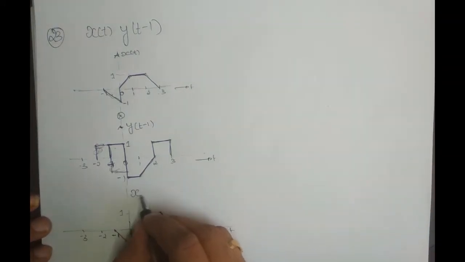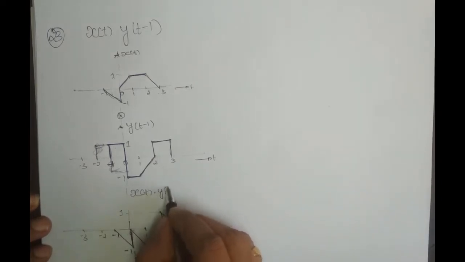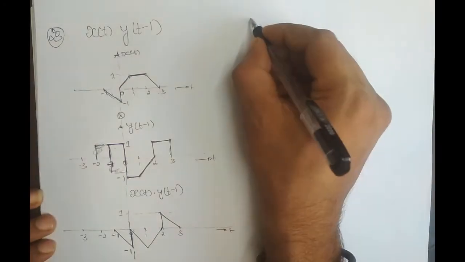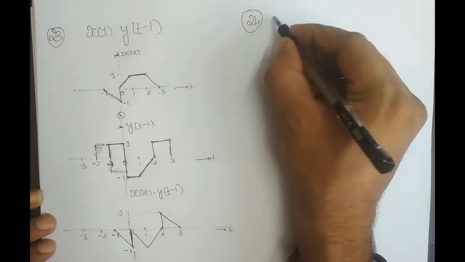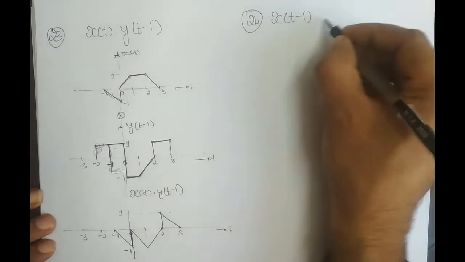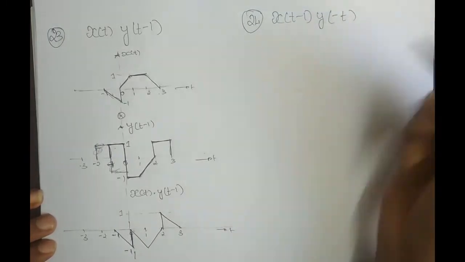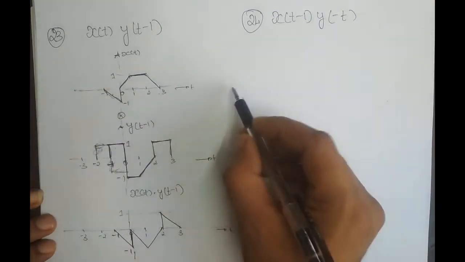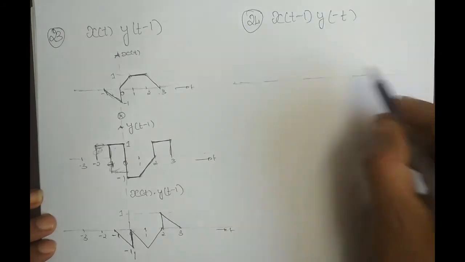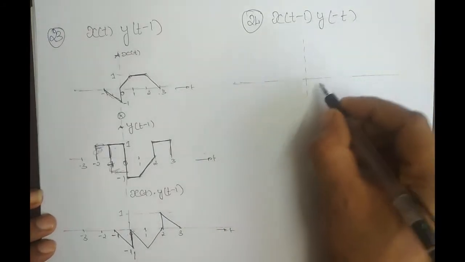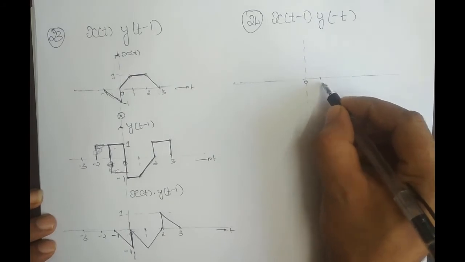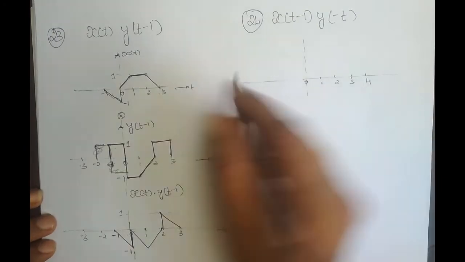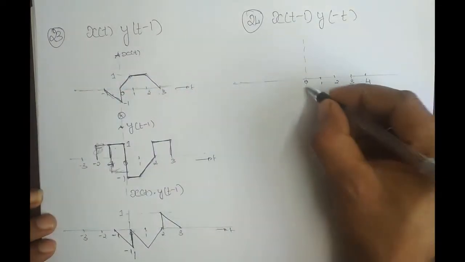So what is the signal? x of t multiplied with y of t minus 1. Next, the second one, let me sketch here itself. It is x of t minus 1 multiplied with y of minus t. So x of t is this, which we have here. It is shifted right one time. So this is 0, 1, 2, 3, 4. Since it is shifted right one time, this entire thing comes to the right, right?